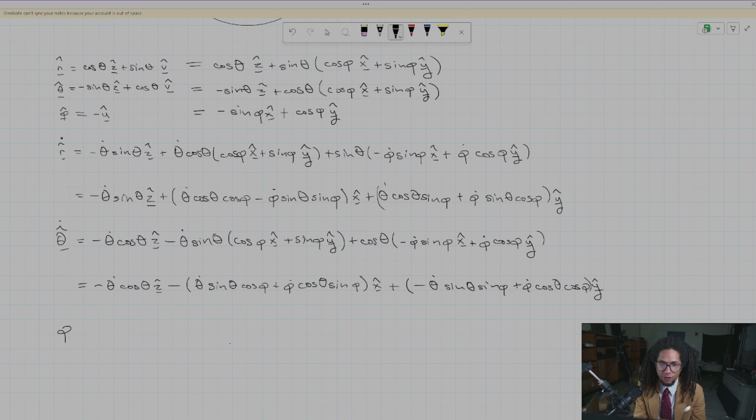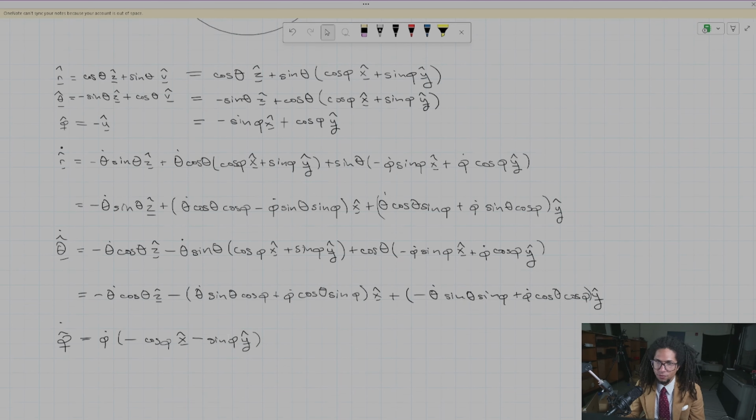Okay, lastly, for phi hat dot, we have an easier time because this expression reduces more simply. Overall, we're going to have a phi dot from the chain rule from both terms, so I'll just pull that out right away. Then we'll get a minus cos phi x hat, and then a minus sine phi y hat.